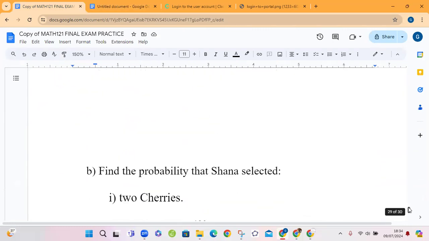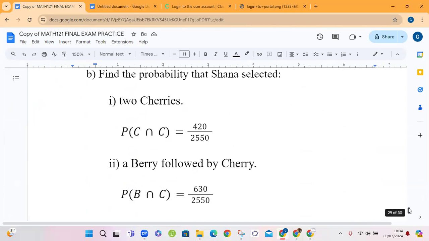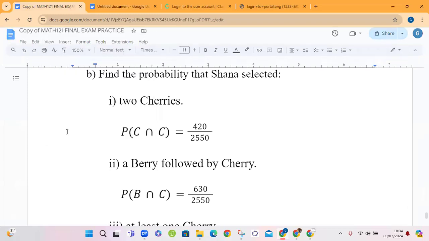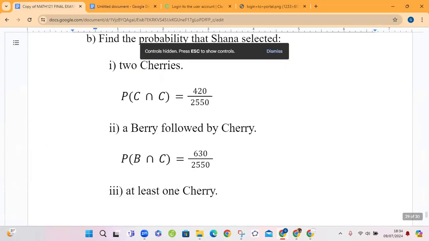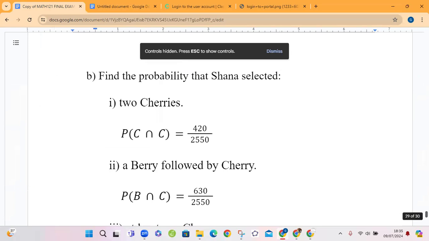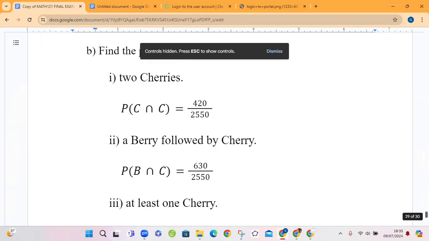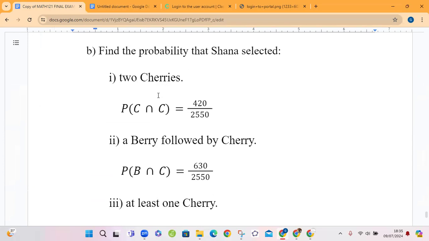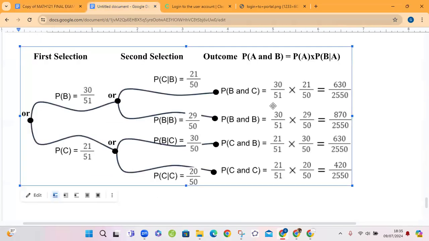Here you have the follow-up questions. We will start first with, what's the probability of her selecting two cherries, a cherry and a cherry? Okay, this is the symbol for and, the intersection symbol. So cherry and cherry, cherry in the first and cherry in the second. Here it is, 420 over 2550.